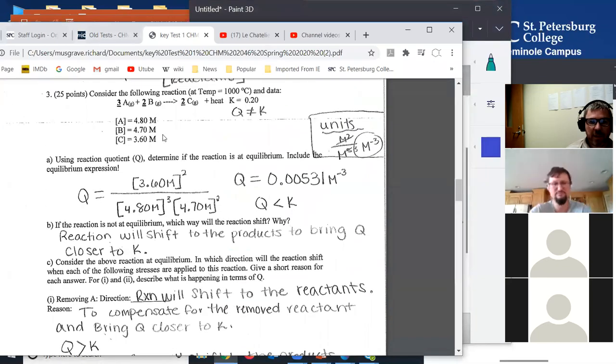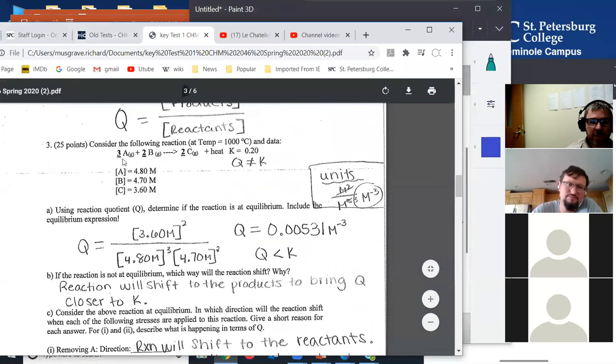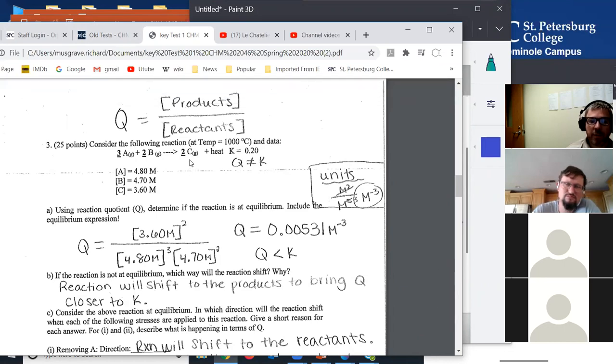Let's see how we count that up. On the reactant side, just look at the gases, we've got 3 plus 2 is 5. And on the product side, we've got 2. We're increasing pressure, so the reaction will go towards the side that has fewer gas molecules, which is going to be the product side, 5 to 2. Does anybody have any questions?